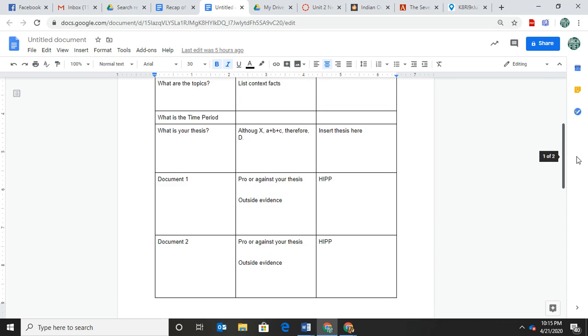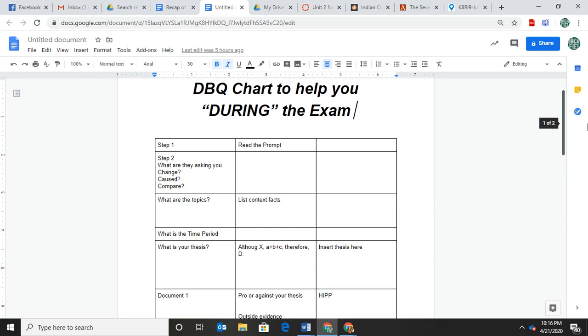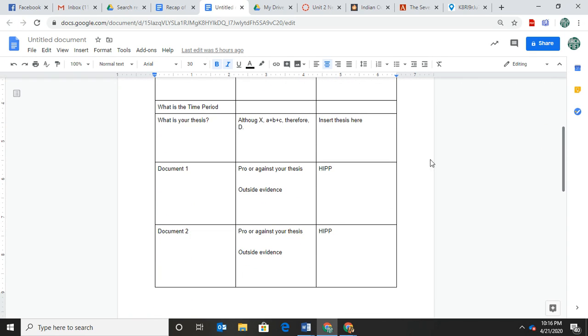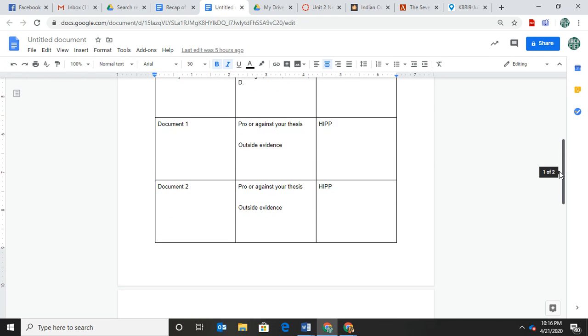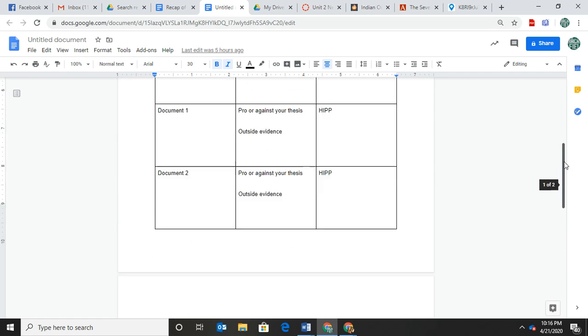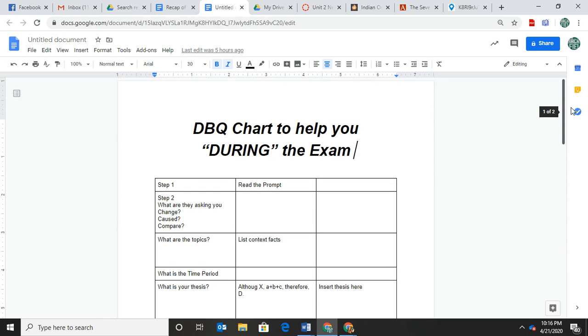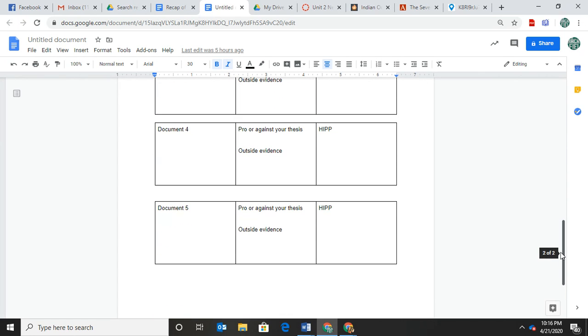If we work with a document like this in practice, it helps with time management and with referring to different documents. Is document 1 helpful for your thesis? Is document 2 hurtful for your thesis? Over here, who wrote this document? Could you HIPP that for a point? Like I said, I'm not finished with this by any means, but I'm working on it for you. I want you to have something like this going into the exam.